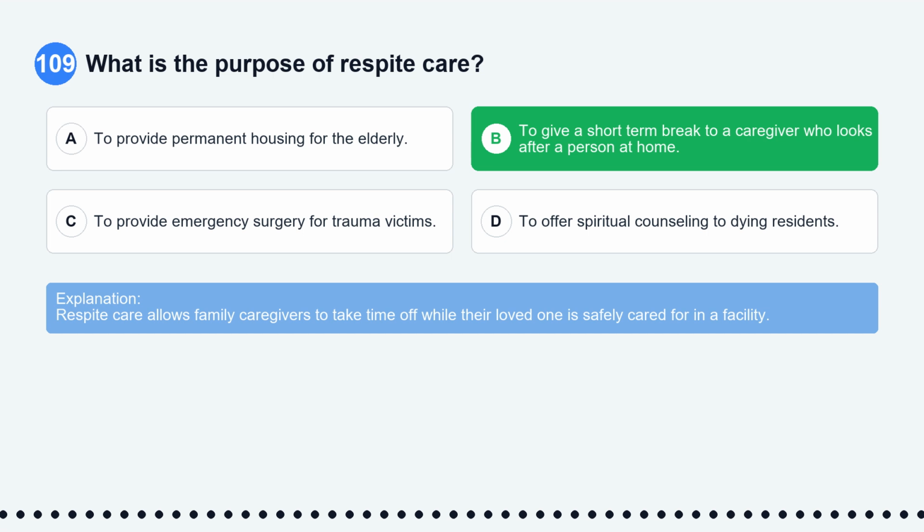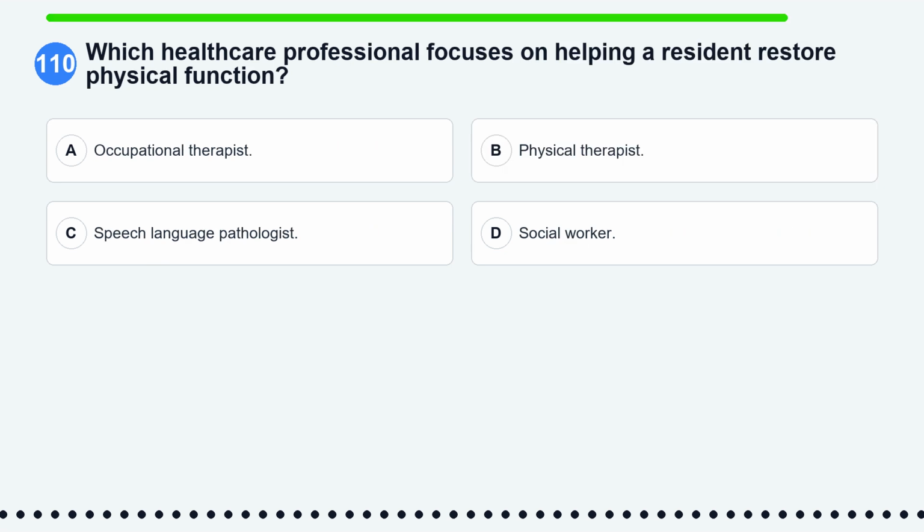Question 110. Which healthcare professional focuses on helping a resident restore physical function? Option A, occupational therapist. Option B, physical therapist. Option C, speech-language pathologist. Option D, social worker.